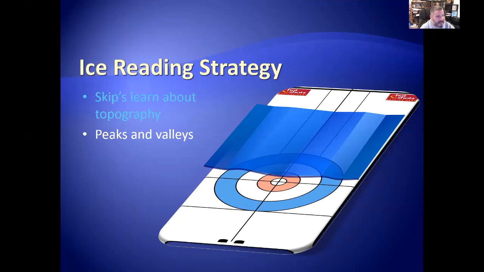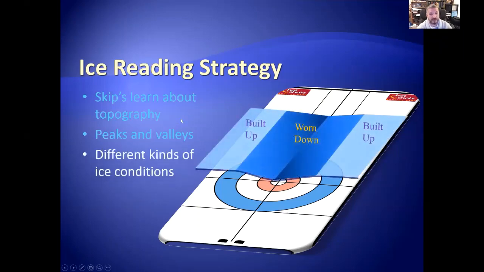The ice does have tracks in it. It does have areas where warm feet wear the ice down, or you might have frost building up on the edges and things like that that will help create these peaks and valleys. Not to mention the scraper patterns that your ice crew does and things of that nature.